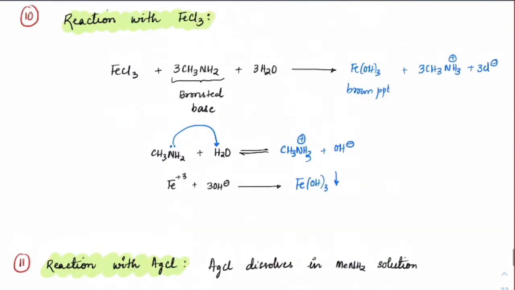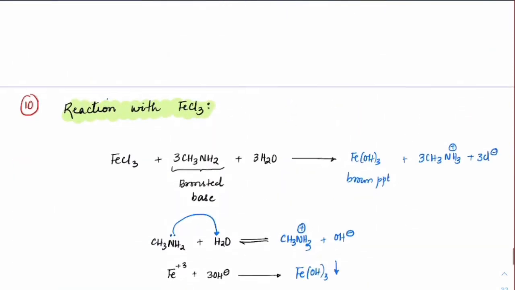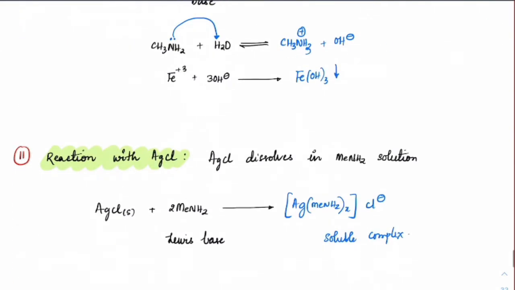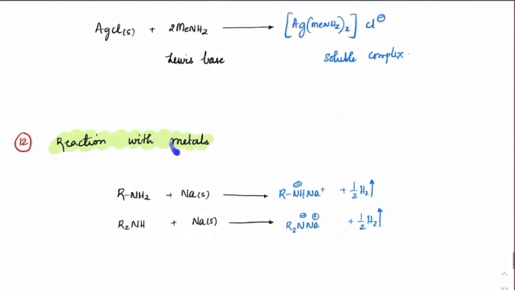So these are 3 simple reactions. You can just revise once. One with FeCl3, AgCl, and sodium metal. These are the reactions we can see.